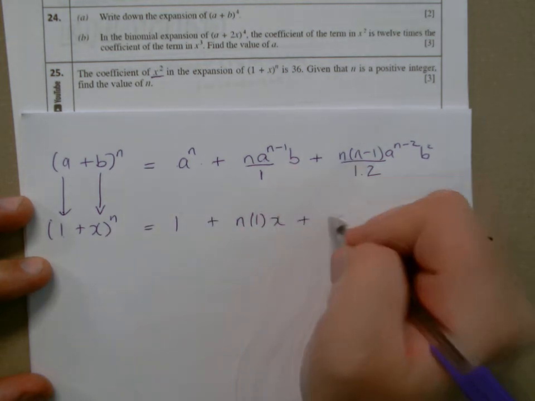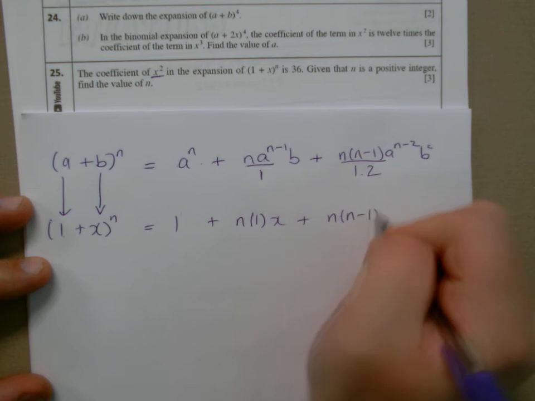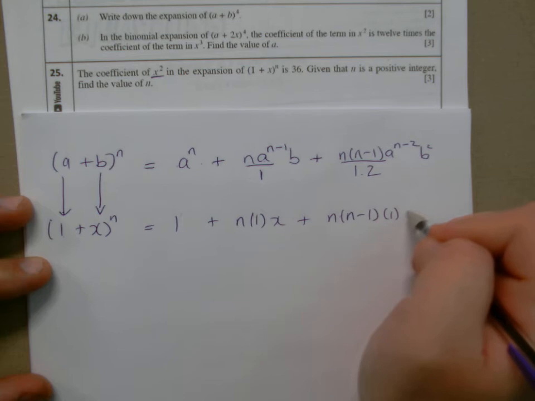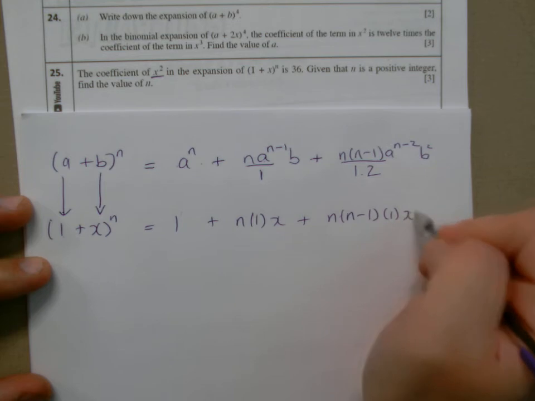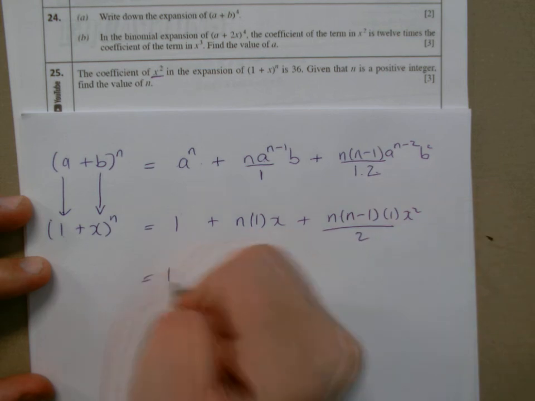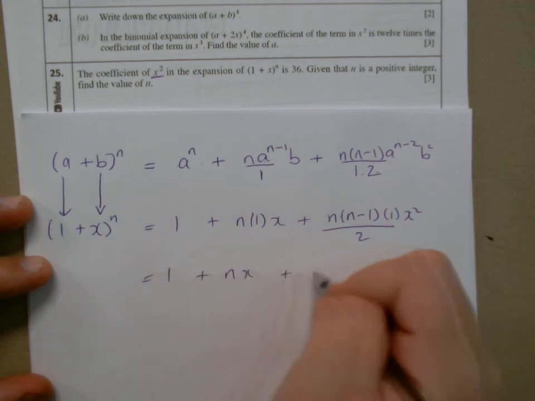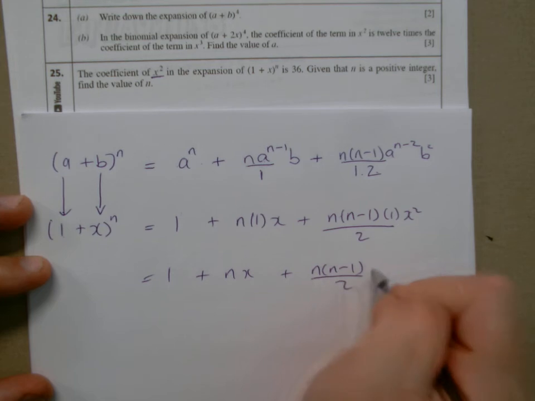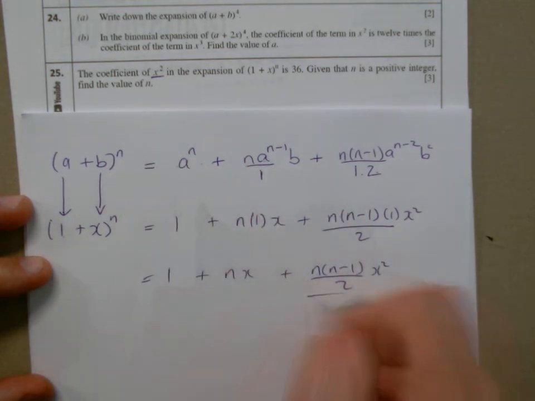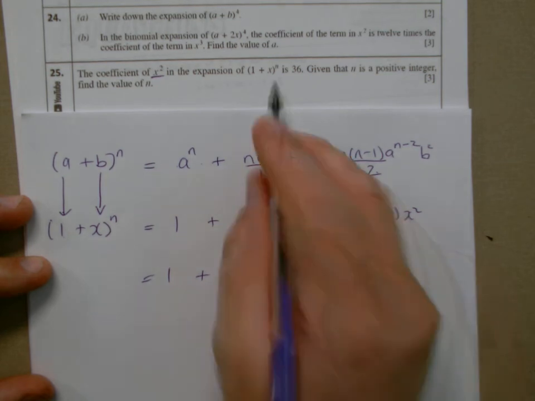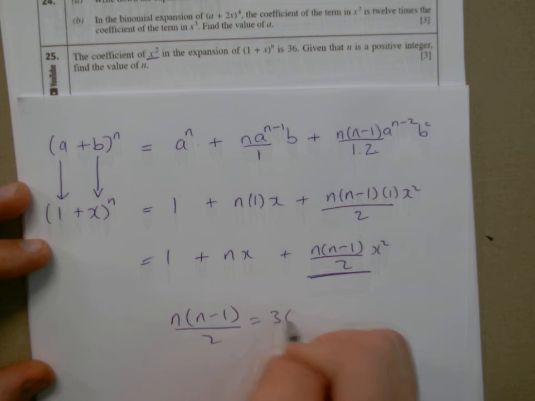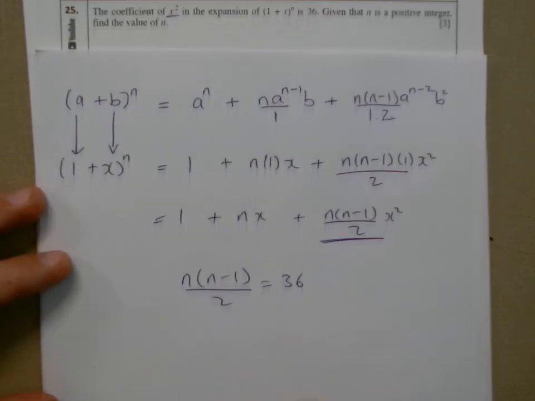And then here you've got n minus 1, a, which is 1, to the power n minus 2, which is still 1, b squared, which will be x squared, over 1 times 2, which is 2. So just to simplify that, we get this. Now it's saying the coefficient of x squared, in other words this stuff in front of the x squared, is equal to 36. So I'll just say that. Okay, so we've got that. Now we can solve this.